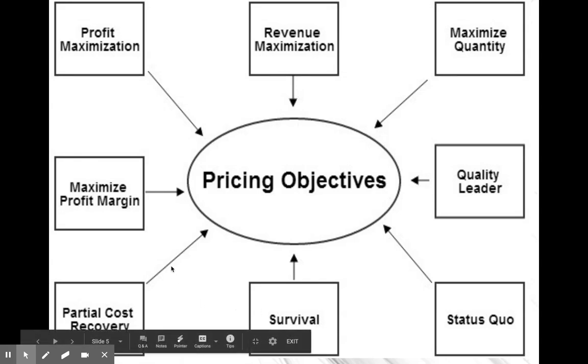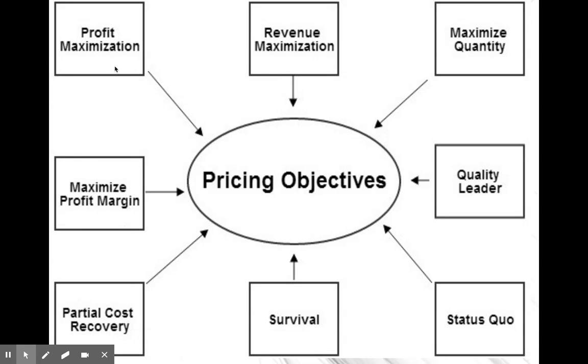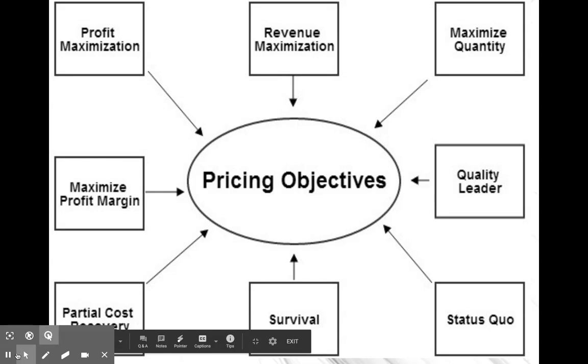And the last two that we have: maximize our profit margin, and that's tied into profit maximization, where we are going to be subtracting our costs from our revenue to get our profit. Maximize the profit margin. All right, trying to make as much money as we can at the end of the day. And then the last one that we have, partial cost recovery.